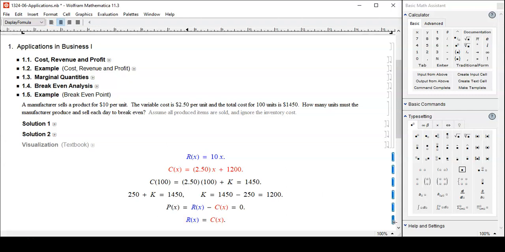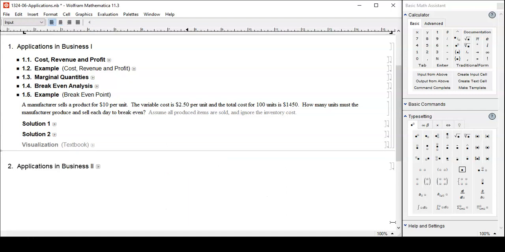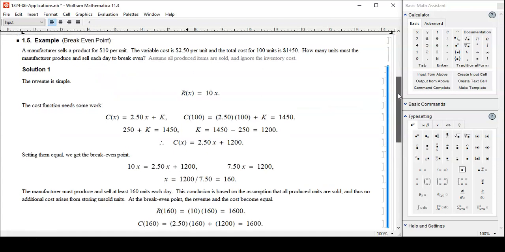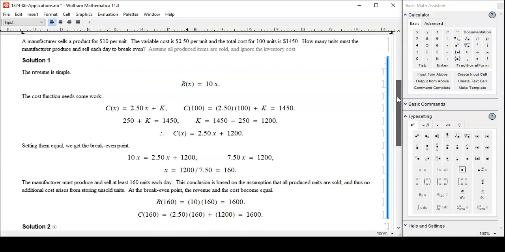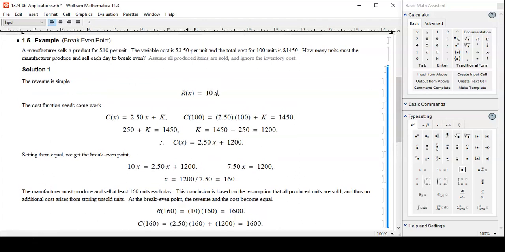Okay, that was the outline of the strategy, and let's go to the solution. Solution number 1 is our textbook's method. And what we're going to do here is to set the revenue equal to cost. Let's see, revenue is simple, 10x. We went through that already, right?